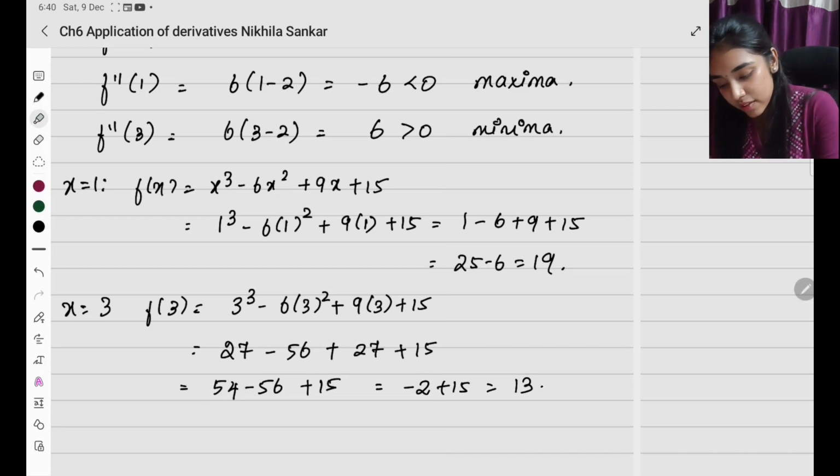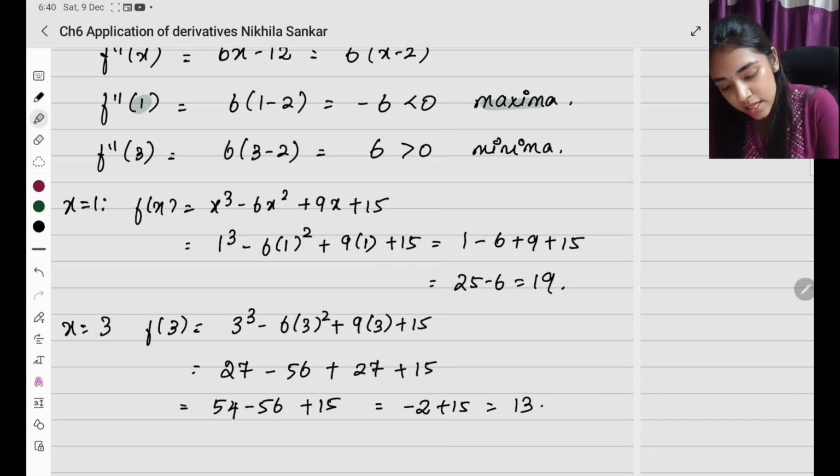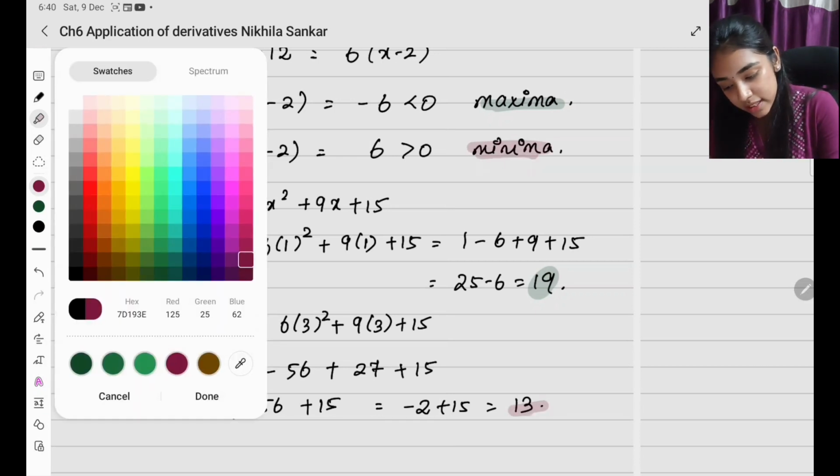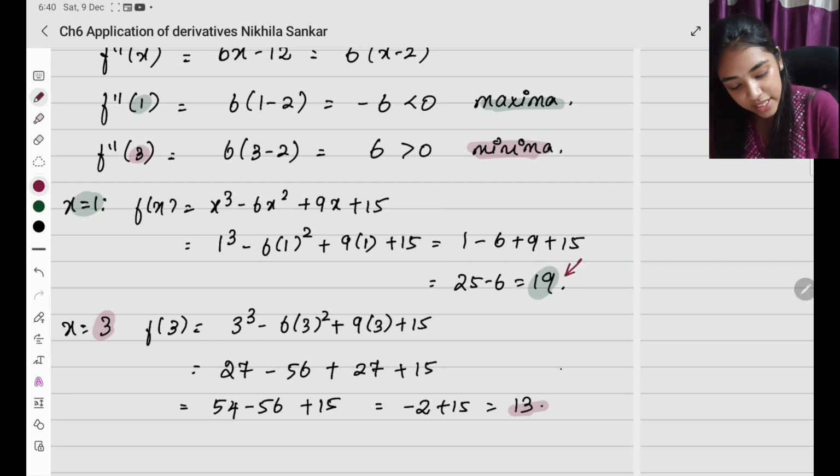Okay, now what have we got here? At f of 1 I have a maxima, correct? So at f of 1 I'm getting a maximum value, and where is the minimum coming? At 3 I'm getting a minimum value, correct? At this place I have 19, at this place I have 13.